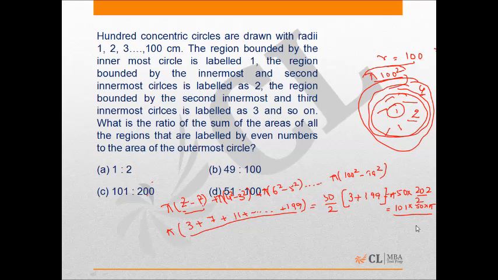And we know the area of the outer circle is pi 100 square. So if I have to calculate the ratio with pi into 100 into 100, we can cancel out pi, and the ratio turns out to be 101 is to 200. That's option number 3, which I can mark as the answer.